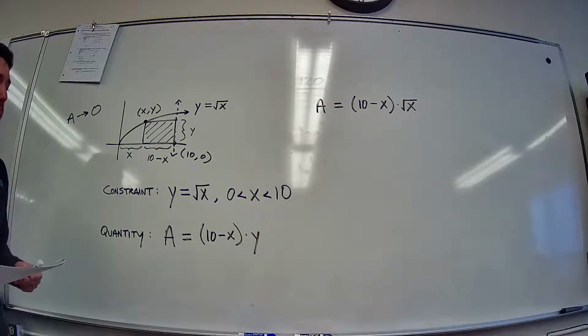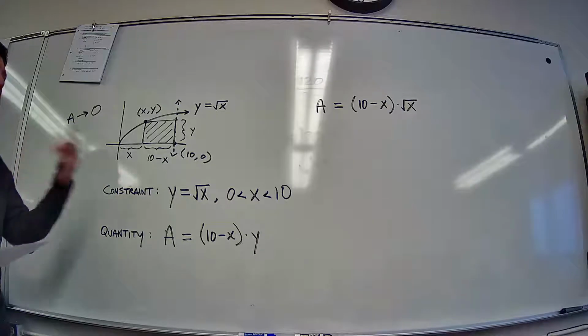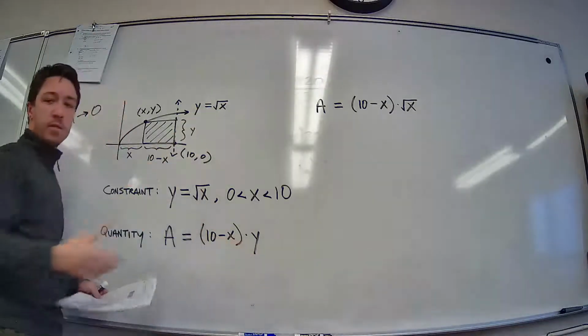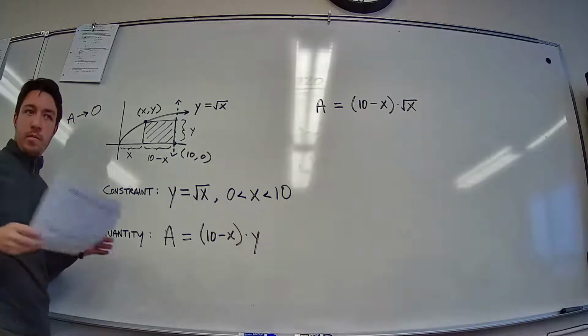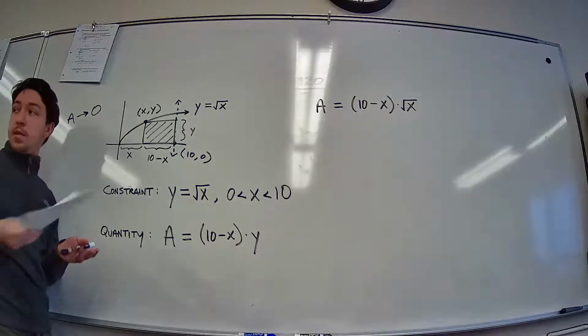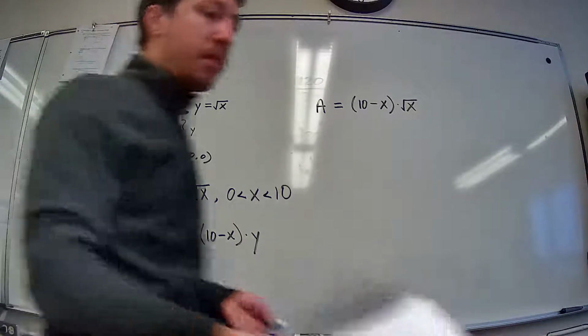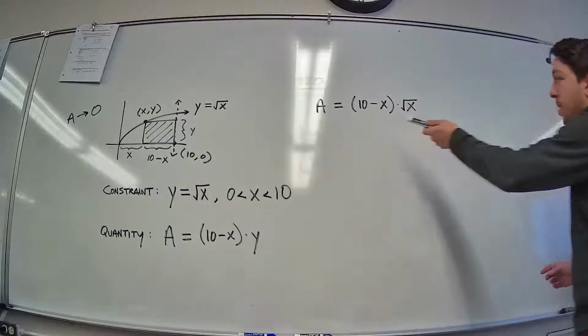typically, the more complicated the problem, a lot of times the easier it is to write it like this and then do the substitution. That's a good question. Any other questions on those 3 steps? Okay, so this is the quantity we want to optimize.